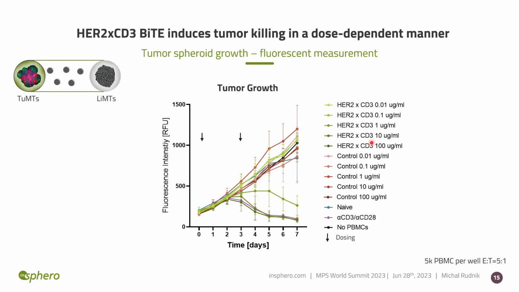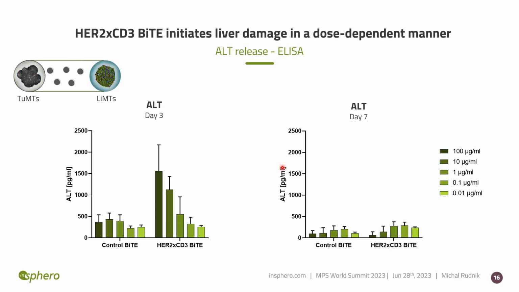In the next step, we evaluated the HER2-specific antibody efficacy in increasing concentrations, and we observed a dose-dependent tumor killing effect for the HER2 BiTE, here in green, but not for the control BiTE, here in orange. And again, we also analyzed supernatants from the same wells, and we observed dose-dependent liver toxicity for the HER2-specific antibody, and again, at day 3, but not anymore at day 7.